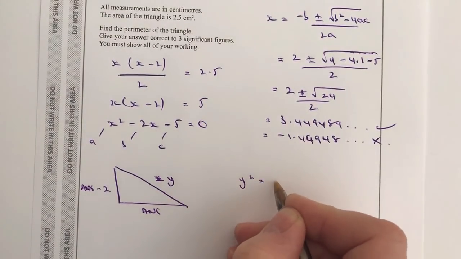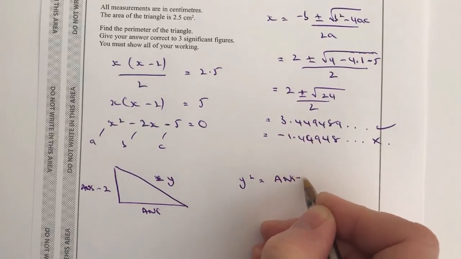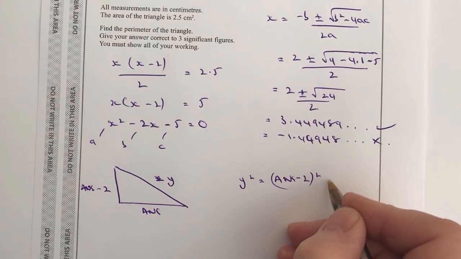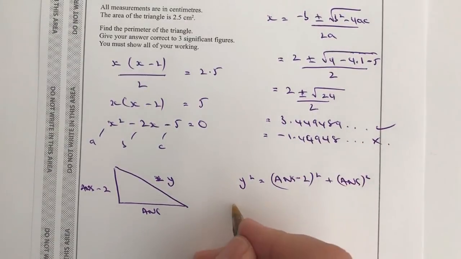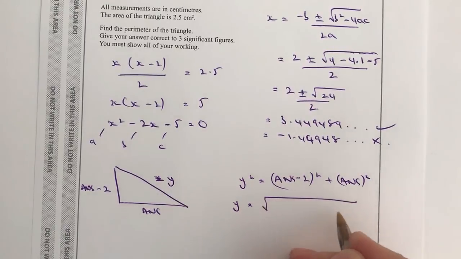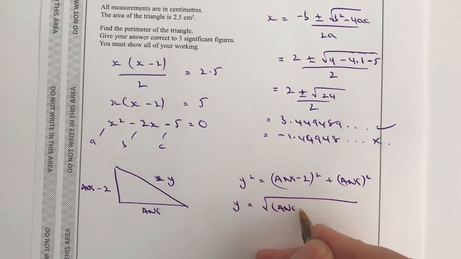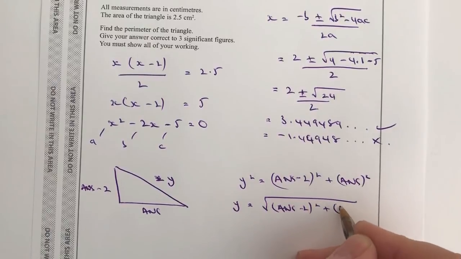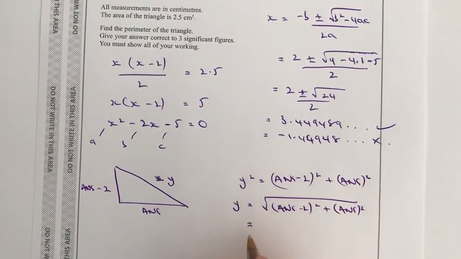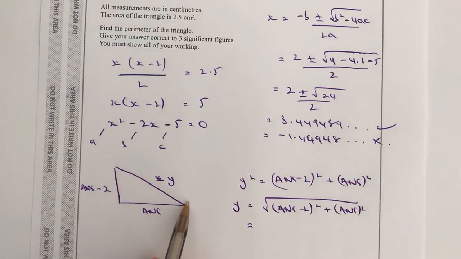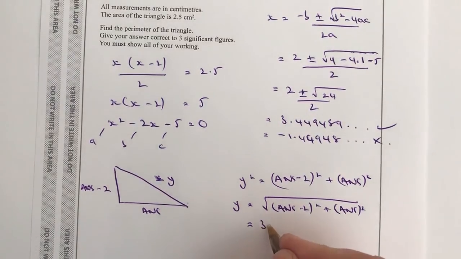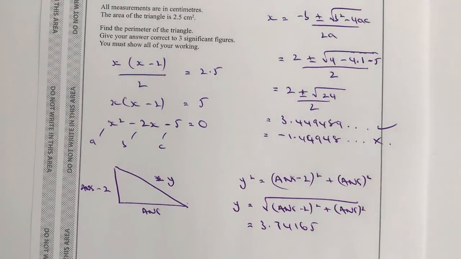So y squared equals answer minus 2 squared plus answer squared. Okay, so if I want to work out the y value, it's going to be the root of answer minus 2 squared plus answer squared. Once you've finished running that through your calculator, you should end up with something in the region of this length along here as being 3.74165. Okay, so plug that into a calculator.